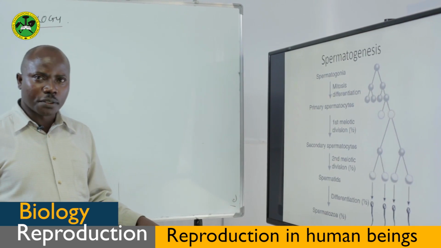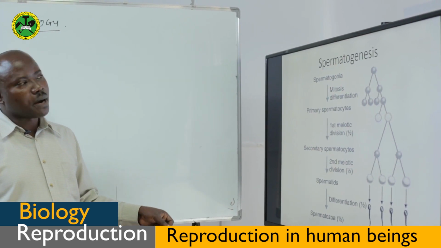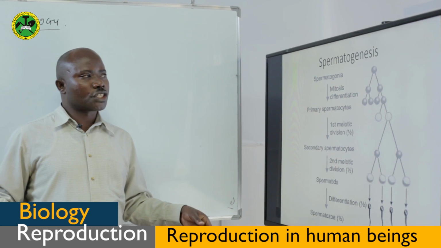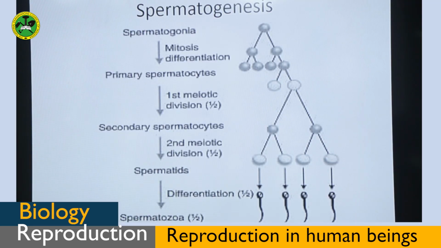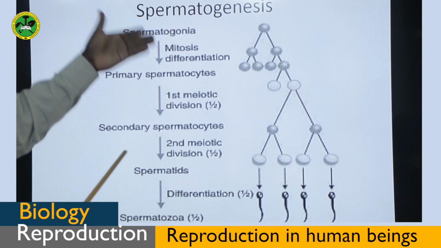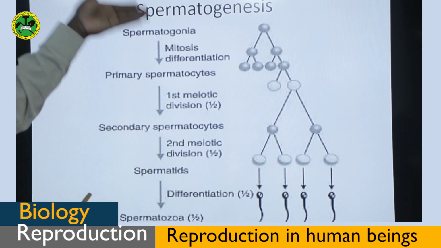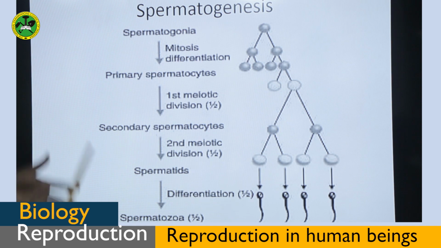Before going for the short break, I said I'll be back for the presentation of these diagrams showing spermatogenesis and the spermatozoa. After this, showing the oogenesis and the oocyte. As you can see here, all of you, this is the diagram showing how spermatogenesis occurs.